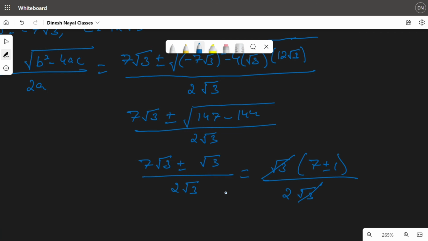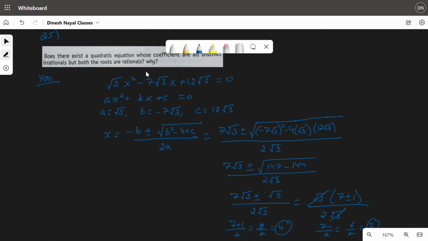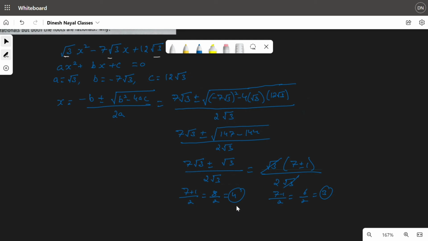So now roots will be 7 plus 1 by 2, that is 8 by 2, which is 4. Similarly 7 minus 1 by 2, that is 6 by 2, which is 3. So you can see the roots are 4 and 3. Hence this is an equation in which all the coefficients were irrational but the roots were rational. You can clearly see root 3, minus 7 root 3, 12 root 3, they all are irrational. But as you can see, the roots, which are 3 and 4, are rational or integers.